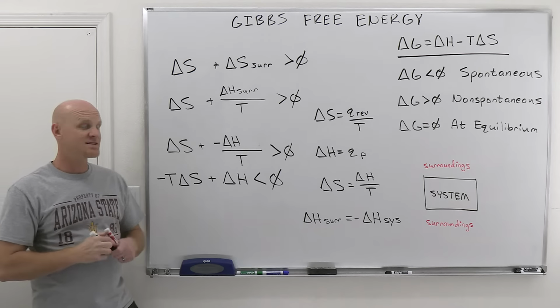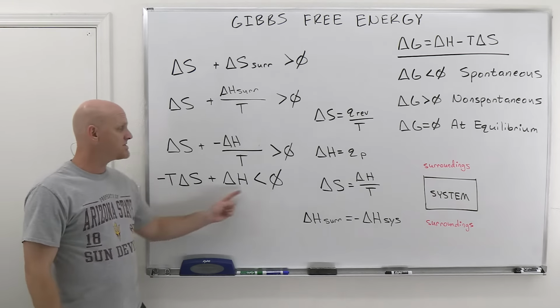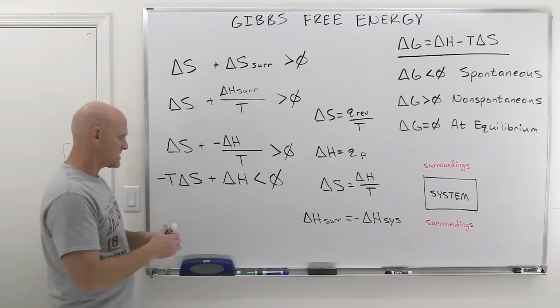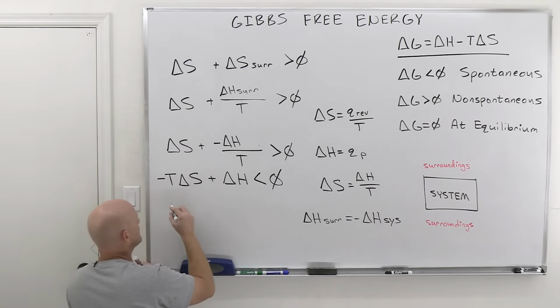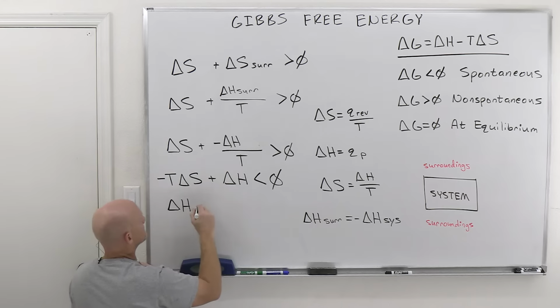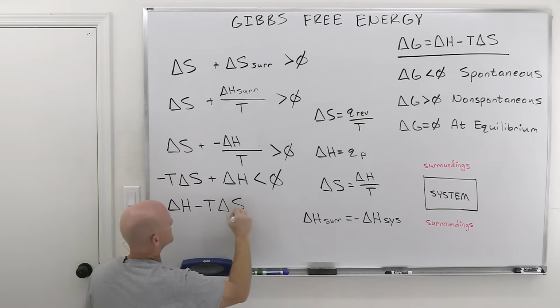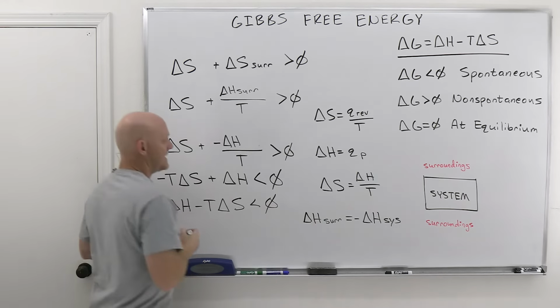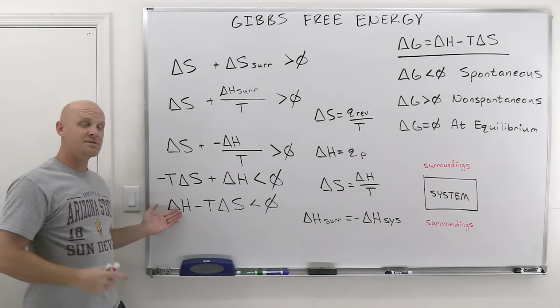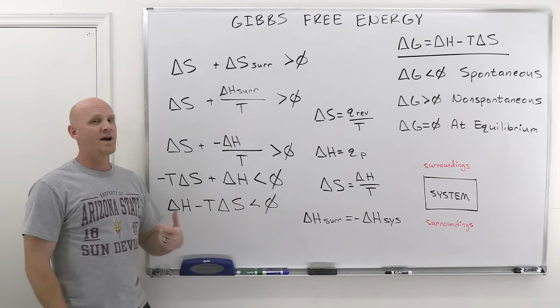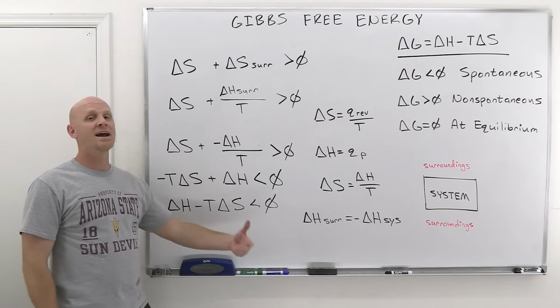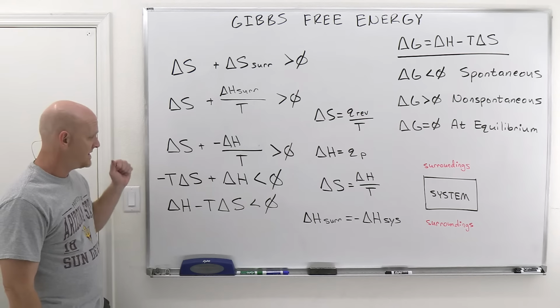So it becomes a less than sign instead of a greater than sign. And so we end up with this expression right here. If we rewrite this just the opposite way, delta H minus T delta S is less than 0. And again, we derive this from the second law of thermodynamics. This is a requirement for a reaction to be spontaneous, something that's true for any spontaneous reaction or process.